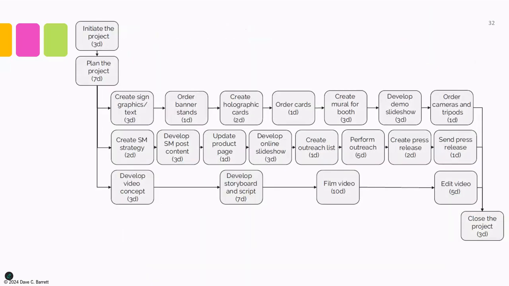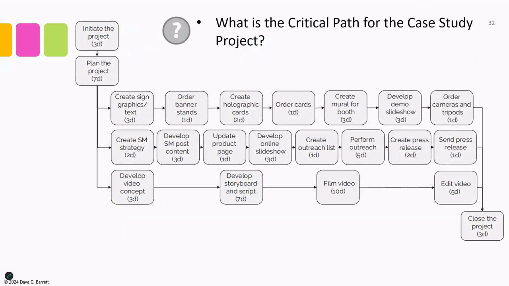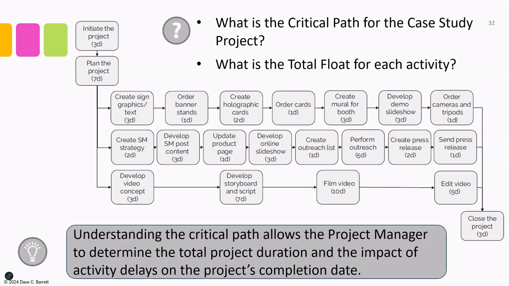Okay, the same concepts can be applied for larger network diagrams and schedules. For example, what is the critical path for the case study project, and what is the total float for each activity? For this, I would direct you to the textbook. It runs through this example completely, and you'll be able to see the answer to that. Okay, so key idea: understanding the critical path allows the project manager to determine the total project duration and the impact of activity delays on the project's completion date.